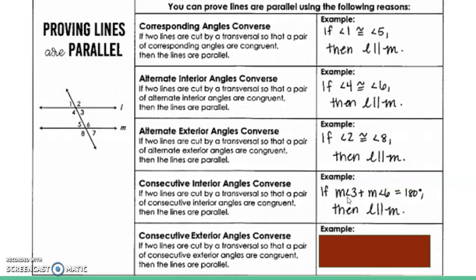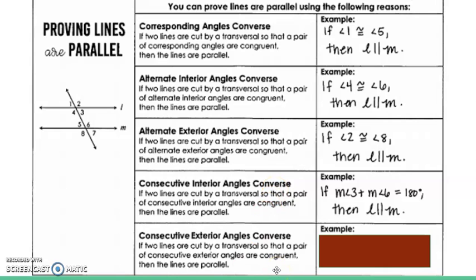So an example of this would be if the measure of angle 3 and the measure of angle 6 add together to 180 degrees, then line L is parallel to M. So remember, when we have those same side interior angles, our angles are supplementary. So in this case, it's not congruent. This should actually say if they are supplementary.